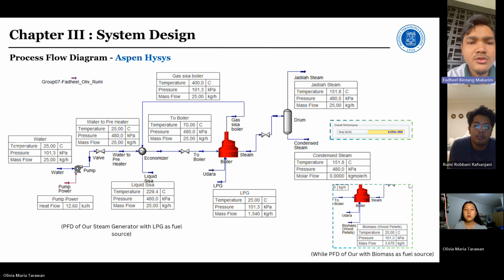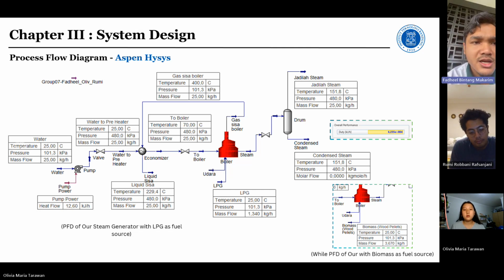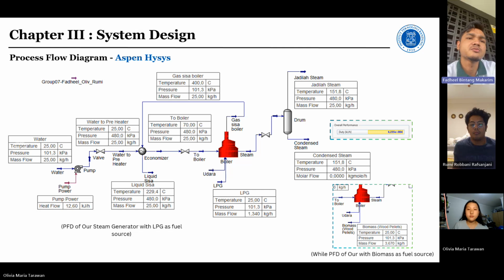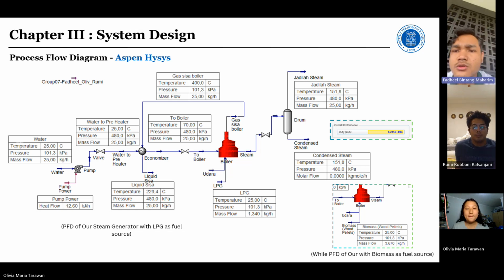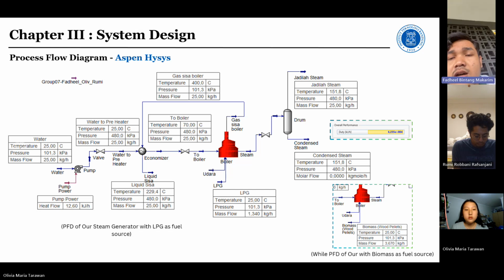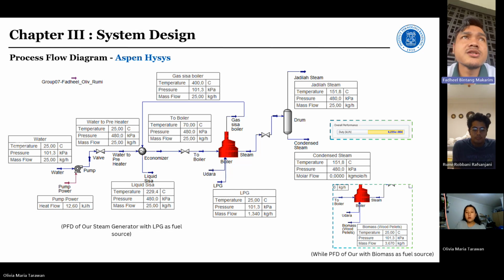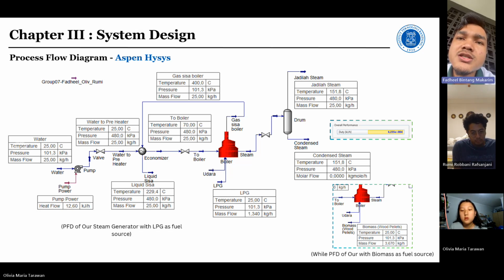So we move on to the process flow diagram using Aspen HYSYS. The steam generation system begins with feed water entering a vertical centrifugal pump, where its pressure is increased from atmospheric condition to 480 kPa, ensuring sufficient driving force for the subsequent thermal stages.